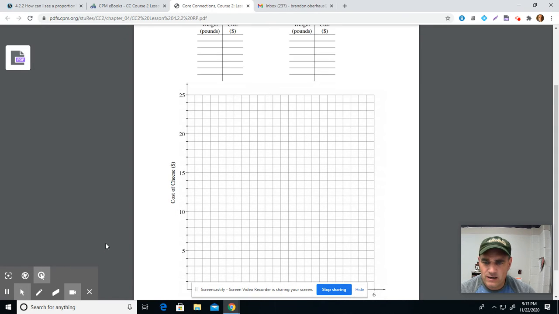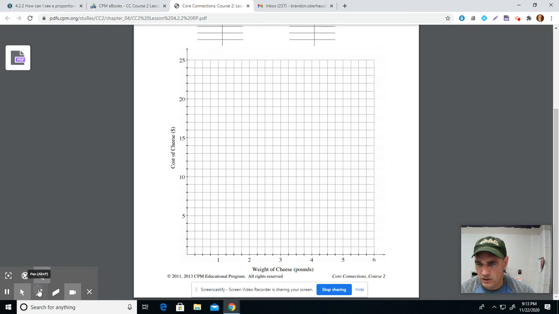So now I can come down and graph my information. I'm going to do the mozzarella first. I know that 5 pounds costs me $15. So 5, then I go up here to 15, put a dot. I know that 1 pound costs me $3. My scale is 1, so 1, 2, 3. There's my 1 pound for $3. 3 pounds cost me $9, so I put a dot there. And 0 pounds cost me $0.